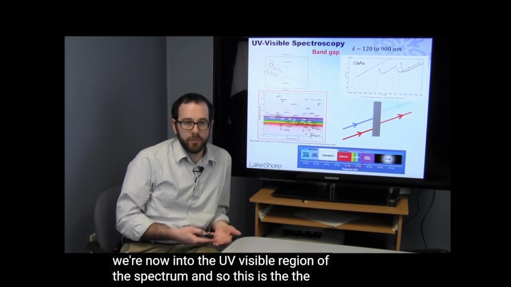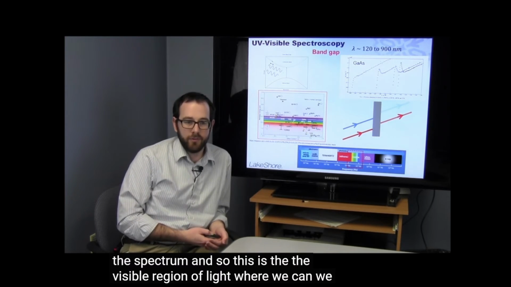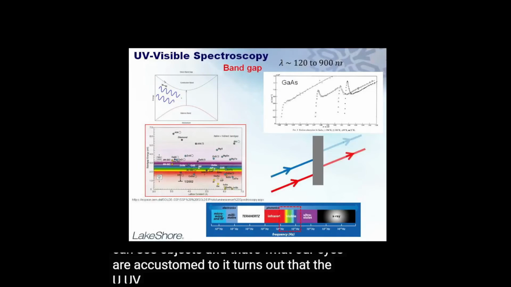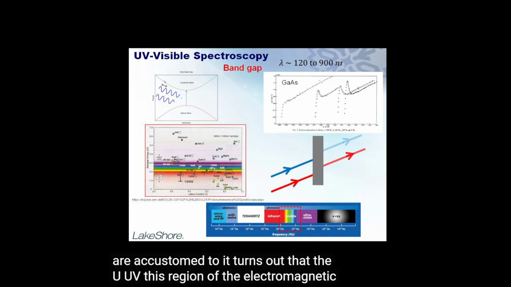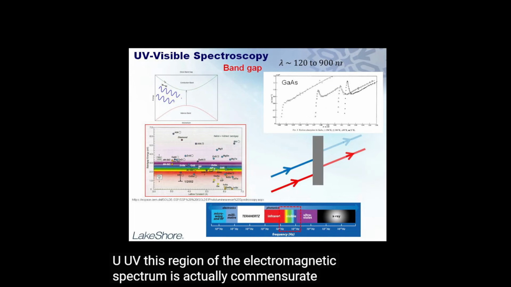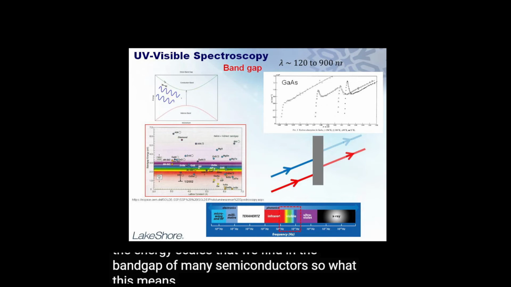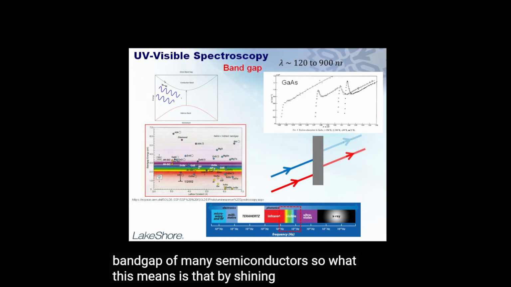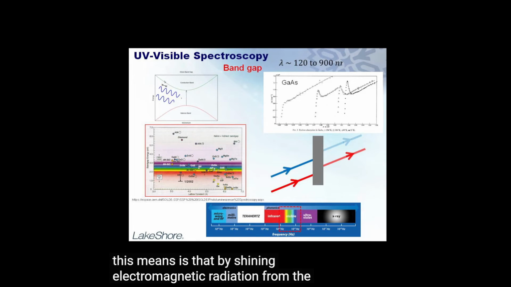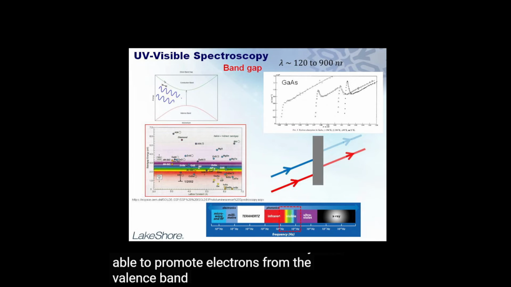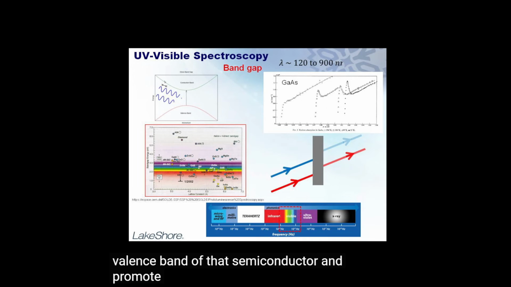This is the visible region of light where we can see objects, and that's what our eyes are accustomed to. It turns out that the UV-vis region of the electromagnetic spectrum is actually commensurate with the energy scales that we find in the band gap of many semiconductors. So what this means is that by shining electromagnetic radiation from the visible part of the spectrum onto a semiconductor, you're able to promote electrons from the valence band of that semiconductor into the conduction band of the semiconductor.